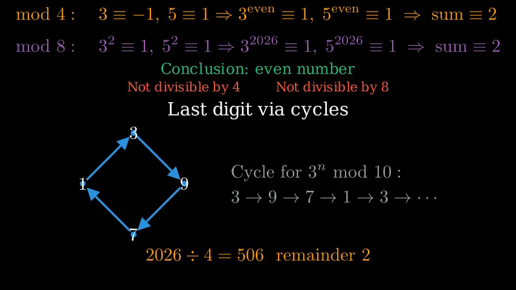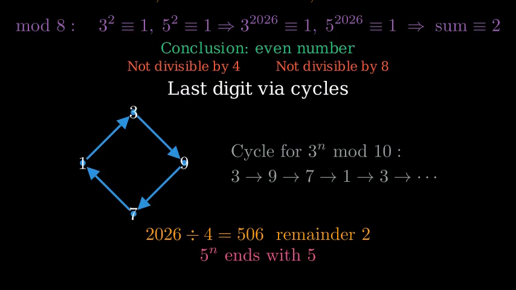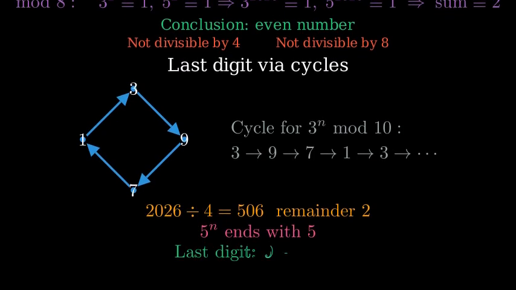That lands on 9 in the cycle, so 3 to the power of 2026 ends in 9. 5 to the power of 2026 ends in 5. 9 plus 5 ends with 4, so the whole sum ends with digit 4.